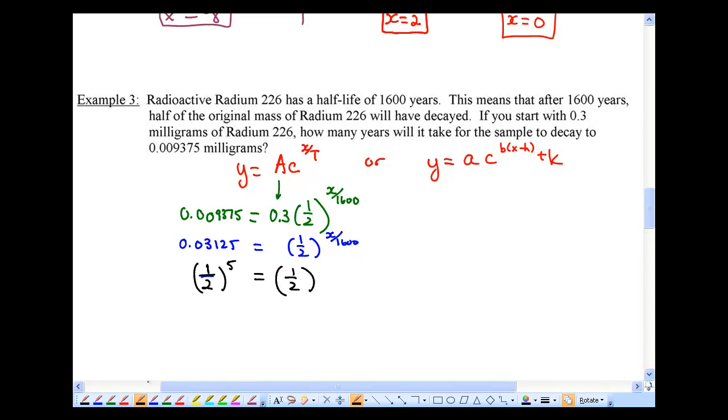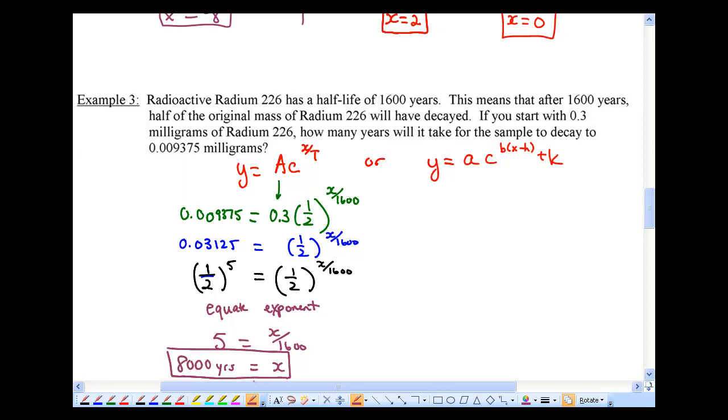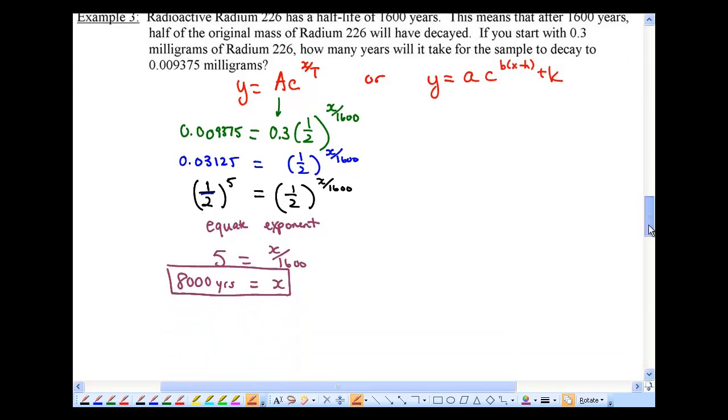1/2 to the power of 5 equals 1/2 to the power of x over 1600. Since the bases are the same, we can now equate the powers or exponents. So 5 must equal x over 1600. We'll multiply both sides by 1600. How about a whopping 8,000 years later? Both you and I will be long gone by then. But radium-226 will still be here. Oh, hey. Feeling good? All right.